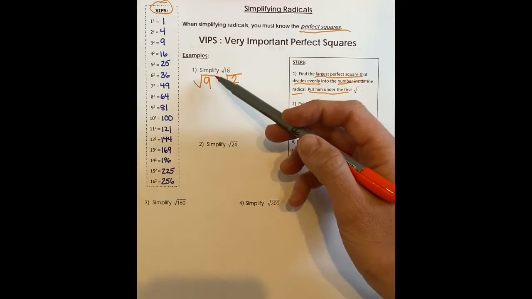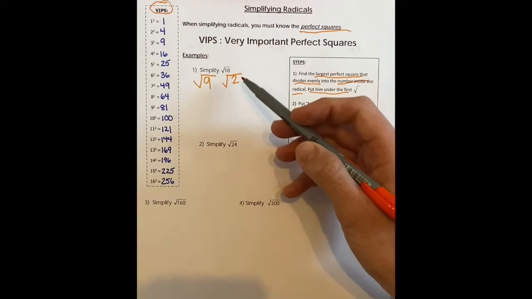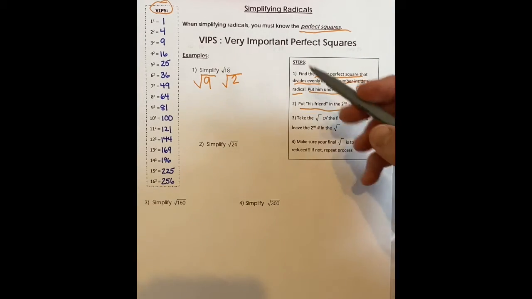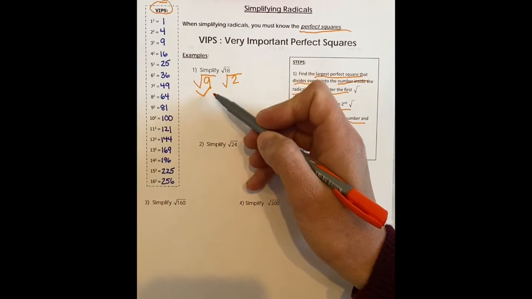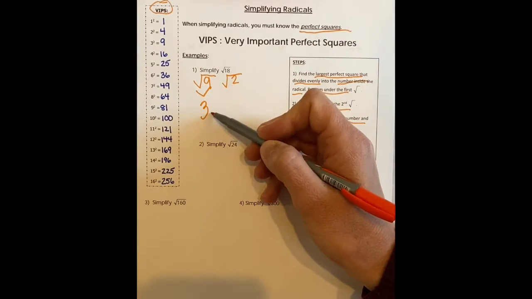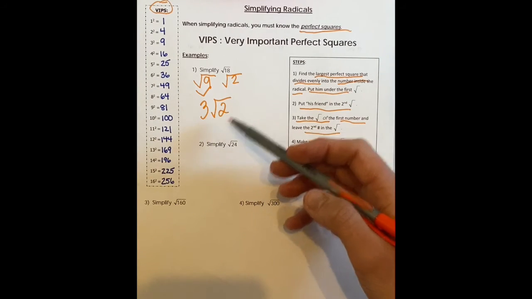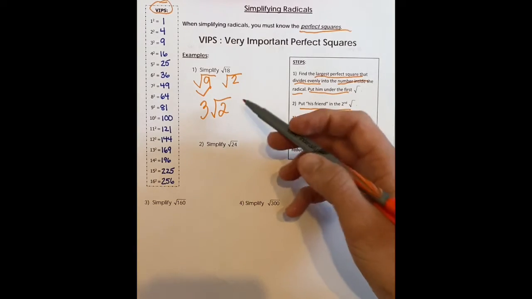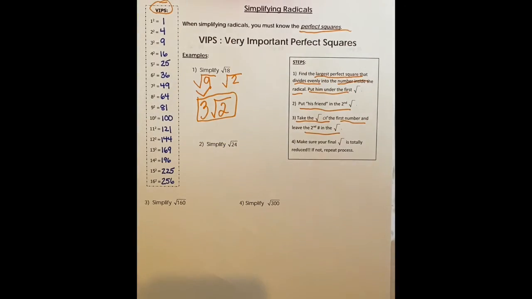I put the perfect square in the first radical, and I put its friend, the second factor, in the second radical. Now I take the square root of the first number and leave the second number in the square root. The square root of 9 is 3, and I bring down my square root of 2. As long as the number underneath the radical sign doesn't have any other perfect square factors, you are done. So radical 18 simplifies to 3 radical 2.